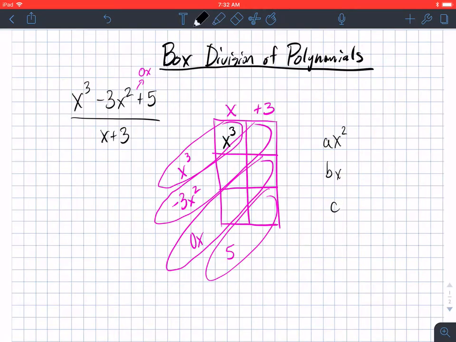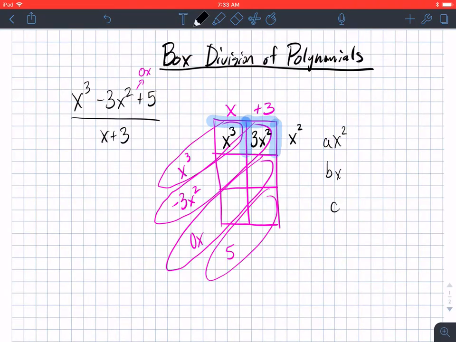The way this works, it's saying that this length times this length is equal to x cubed. So what times x equals x cubed? x squared times x equals x cubed. And after we know that this length right here is x squared, then I can fill in the other box, because x squared times 3 is 3x squared.